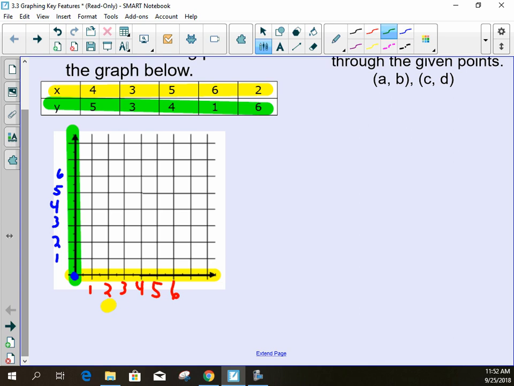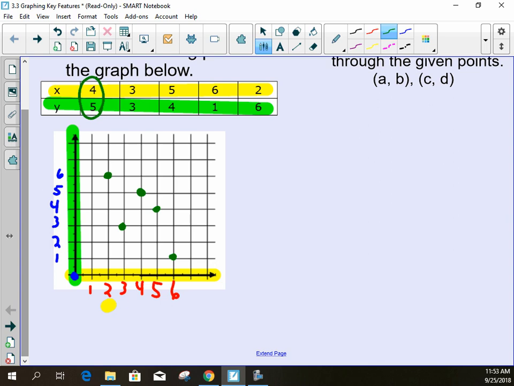Okay, so what am I doing? So 4 goes with 5. I go to 4 on the x, I go up to 5 on the y, put a dot. 3, 3, 5, 4, 6, 1, 2, 6. There you go. Now I'm not going to connect the dots because it's a scatter plot. Boom, done. Now, if you don't know how to do this, you're in serious trouble. You've got to come in for help.